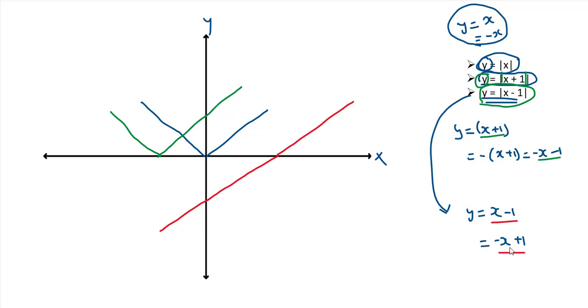And the graph for y equals minus x plus 1 will be shifted 1 unit upward along the second and the fourth quadrant. So this will be like this.